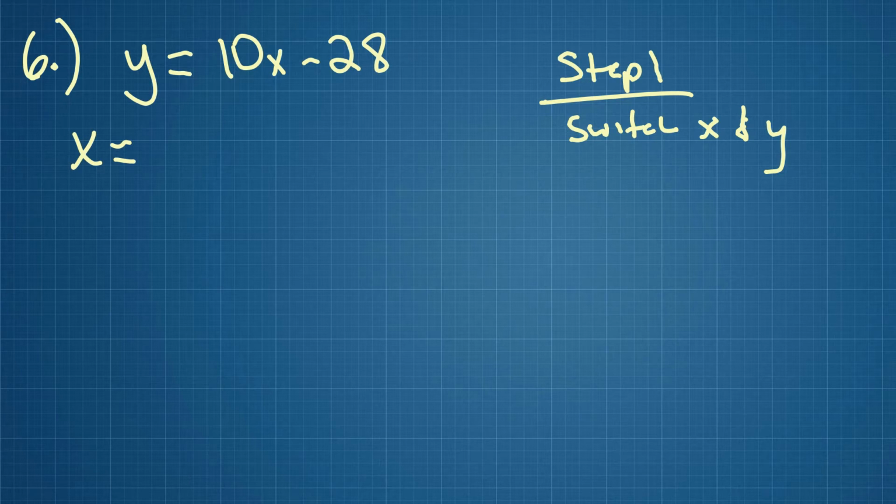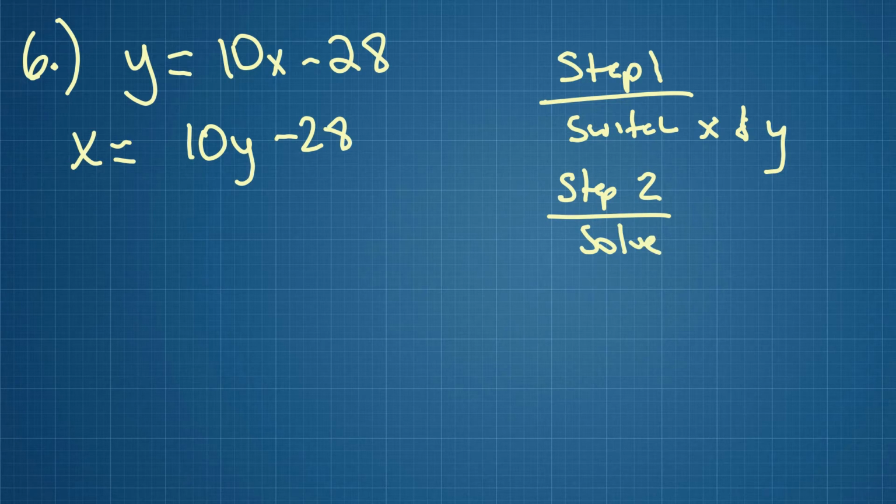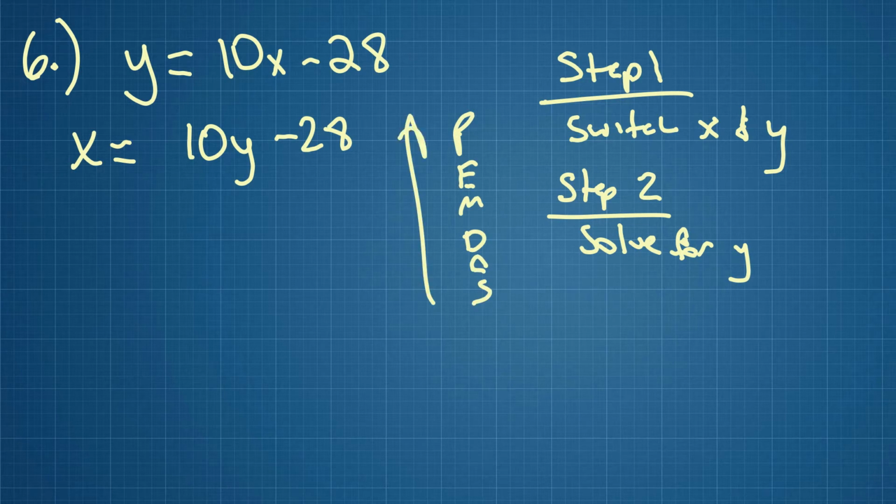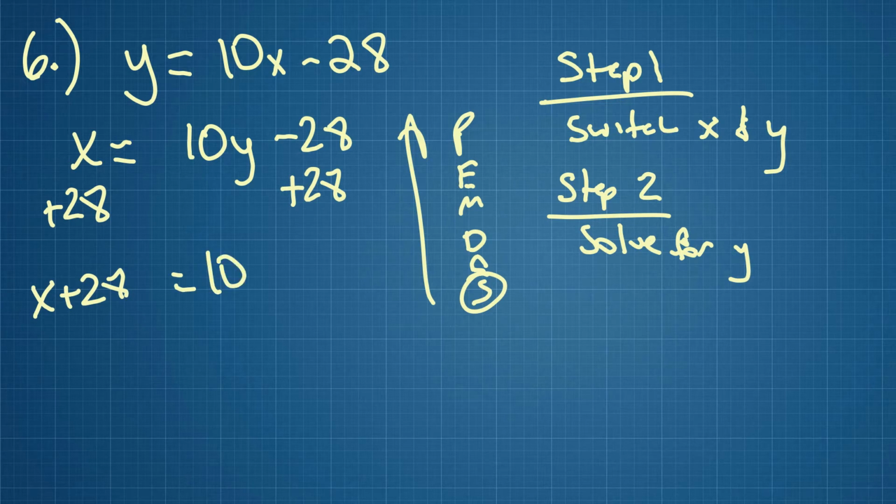So I write x equals 10y minus 28. Step 2 says I'm going to solve for y, which means I'm going to use PEMDAS backwards. I see subtraction. That's why I plus 28 to both sides first. Now somebody's going to put 28x here, but those cannot be combined because they are not like terms. So I have x plus 28 equals 10y.